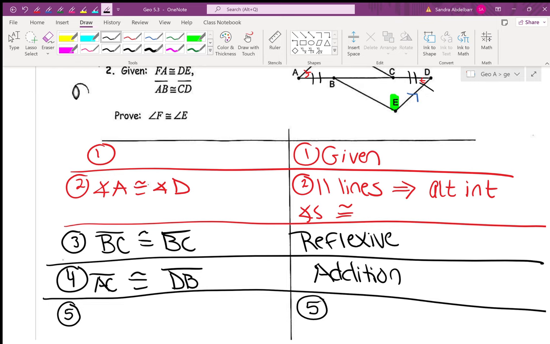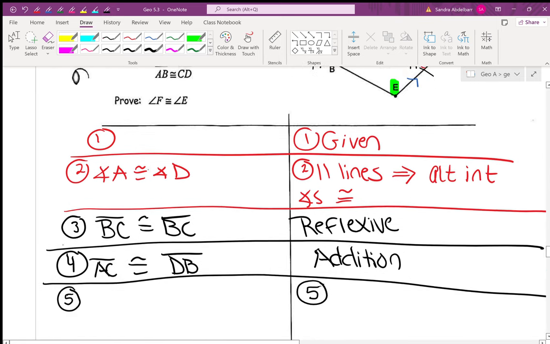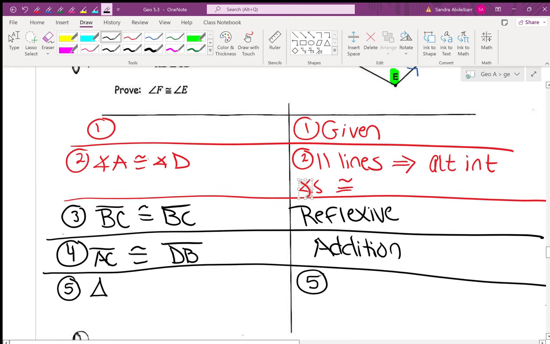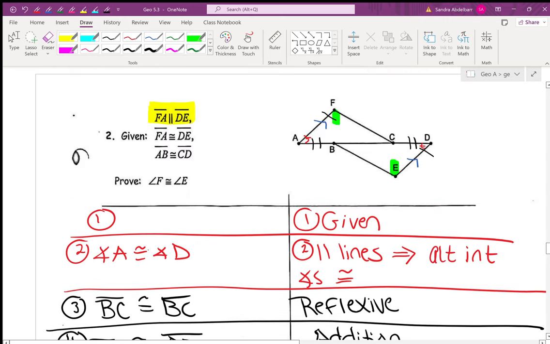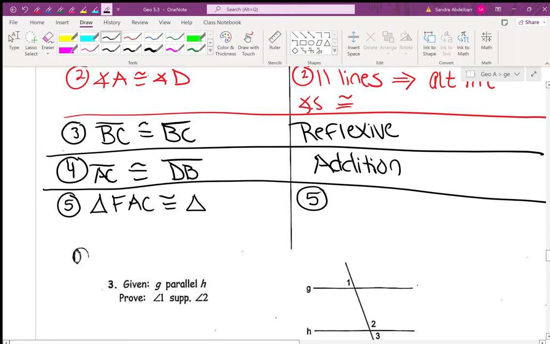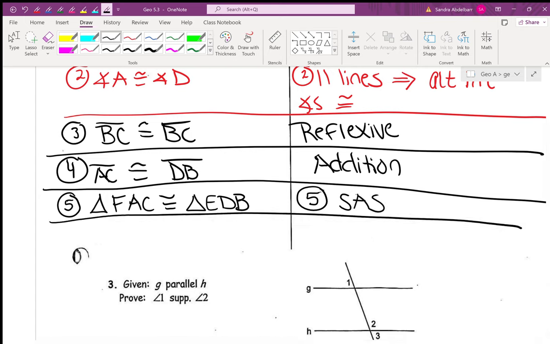Yeah. All right, so now I'm going to say the triangles are congruent. So I'm going to say triangle FAC congruent to triangle EDB, side, angle, side. And then lastly, we can say angle F is congruent to angle E, CPCTC.